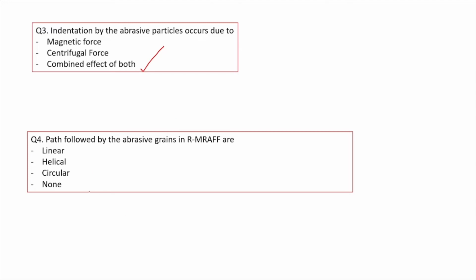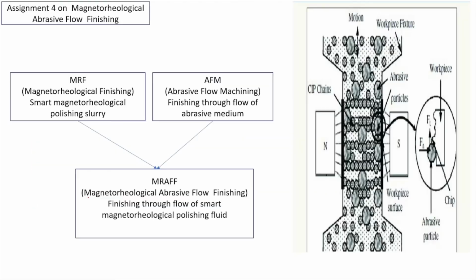Okay, moving to question number 4. The path followed by the abrasive grains in rotational magnetorheological abrasive flow finishing is. So basically what happens in the magnetorheological flow finishing process, see, in the figure of the MRAFF process, the abrasive particles traverse along a linear path. Okay, actually it follows the linear path.